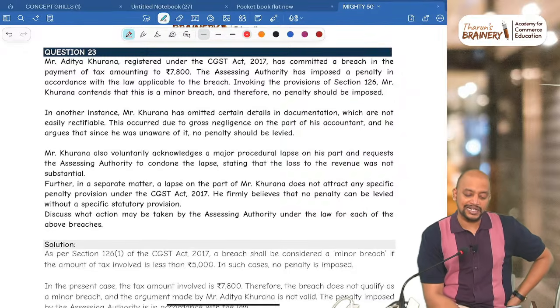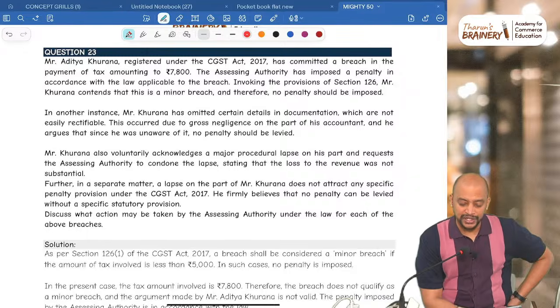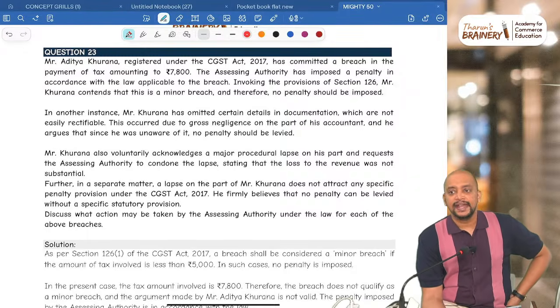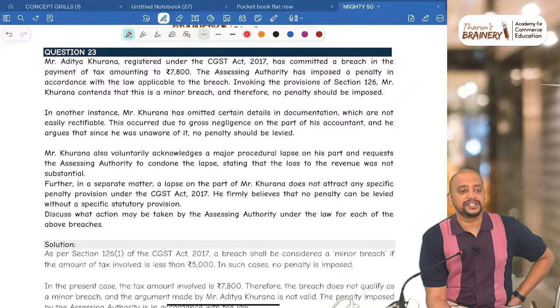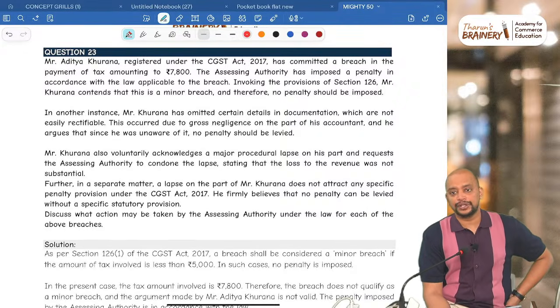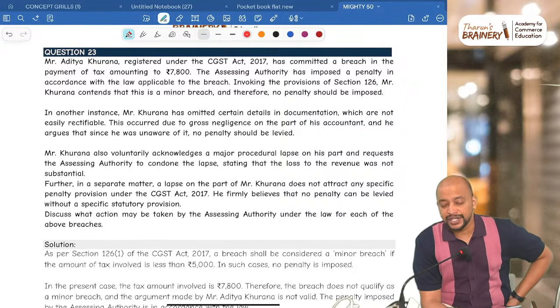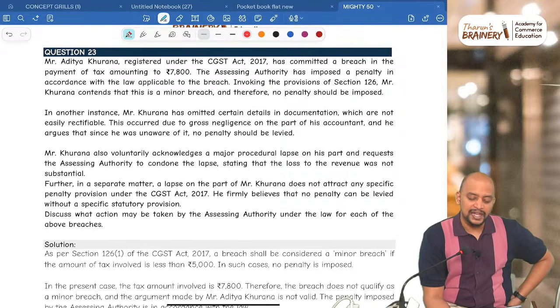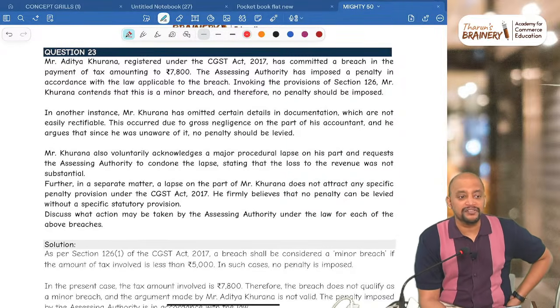Mr. Kurana contends that this is a minor breach and therefore no penalty should be imposed. What is your answer? This is based on section 126. Section 126, I told you, a breach is a minor breach if the total tax involved is less than 5,000. In this case, the total tax is not less than 5,000, so it is not a minor breach and therefore penalty cannot be waived off.